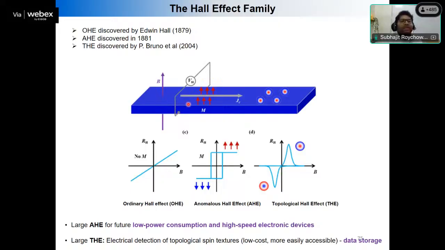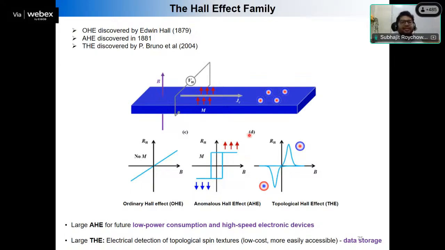Now, if my system is a ferromagnet, the magnetic spins will be oriented in one direction. So when current moves along that, it will have an extra contribution to the Hall effect, which is known as the anomalous Hall effect, and it was discovered in iron in 1881.